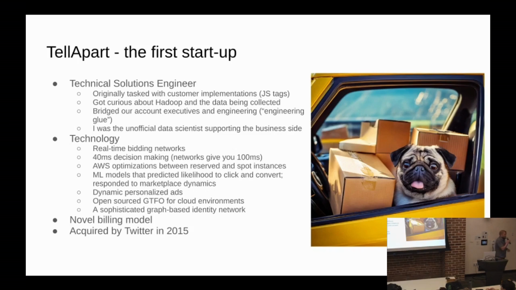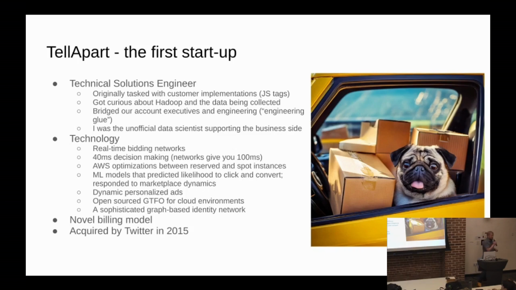It was very fast, we were using some state-of-the-art streaming data technology. It was very sophisticated at the time. We still had to do a lot of batch processing at night for a lot of the reporting, and that was very intense, it took hours. But real-time bidding networks, there's a blog post on AWS from long ago. We also, Telepart was one of the first companies to figure out how to use reserve versus spot instances to cut infrastructure costs, which is very interesting.